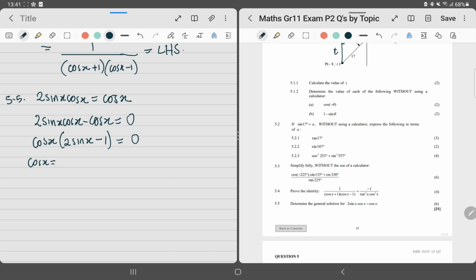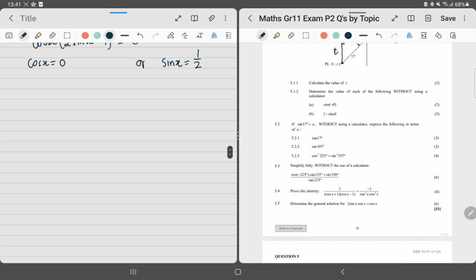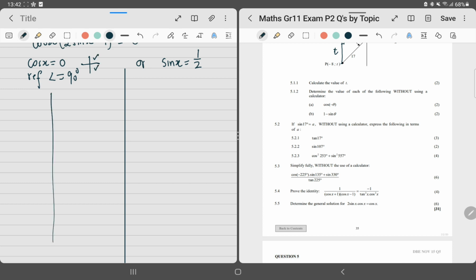So cos of x should be equal to 0, or sine of x should be equal to a half. So the reference angle there, it's a 90, cos of 90 is 0. Yes, that's 90 degrees. And then cos is positive in the first and the fourth quadrant. So this is the first quadrant and that's the fourth quadrant.